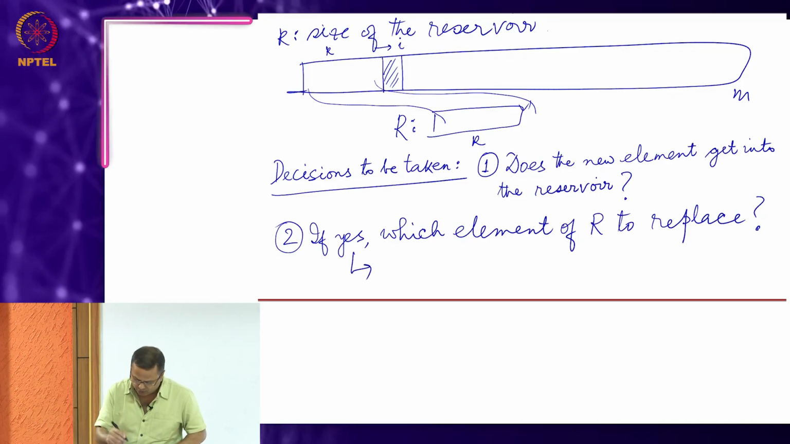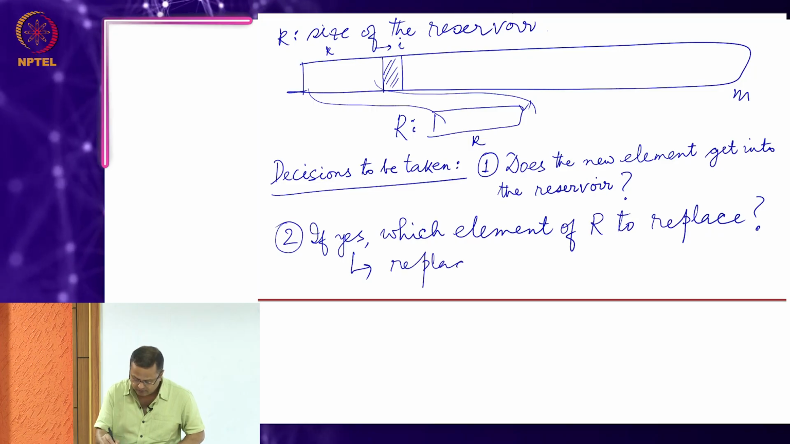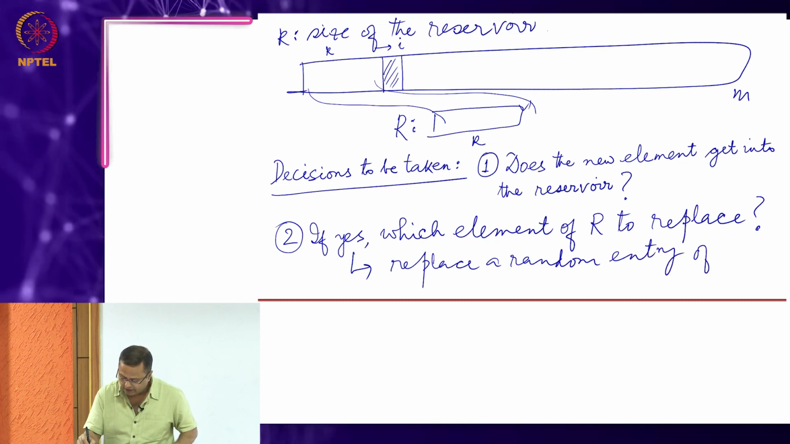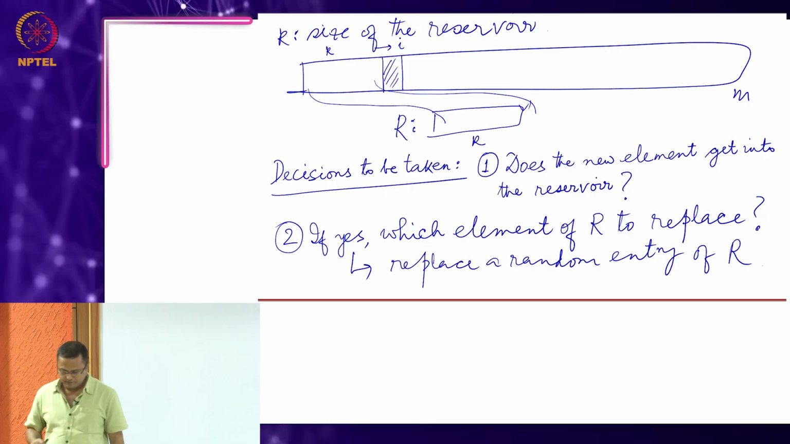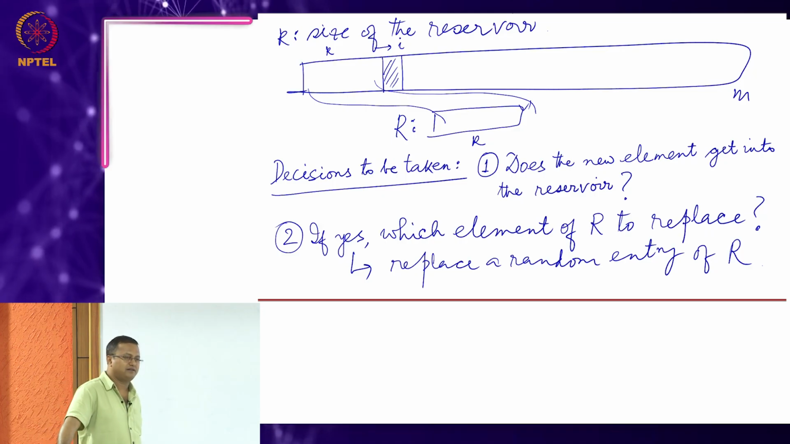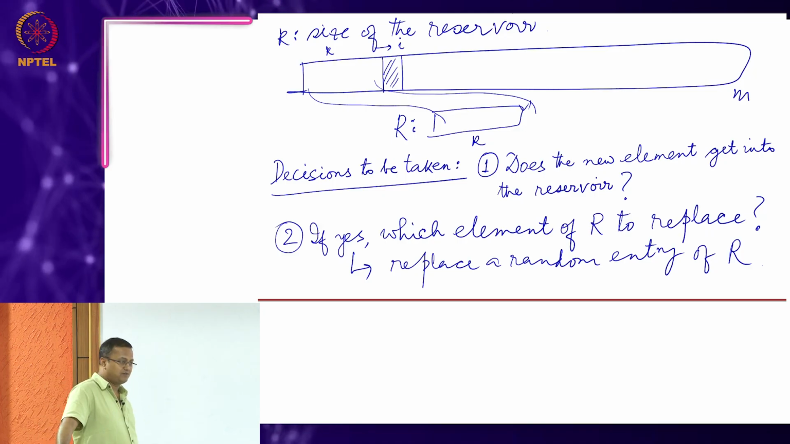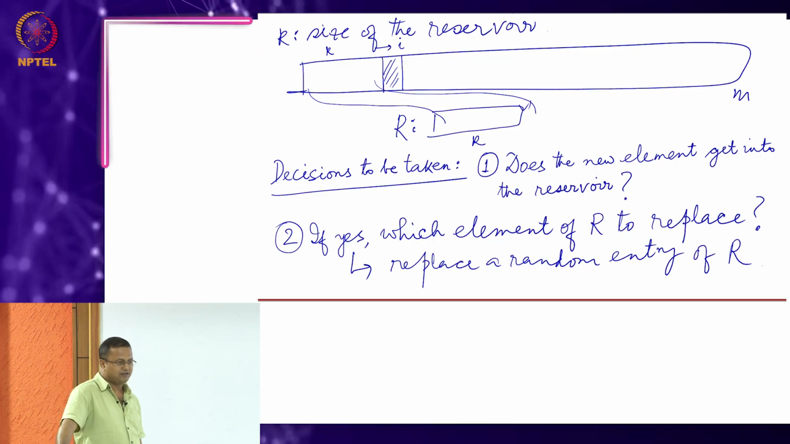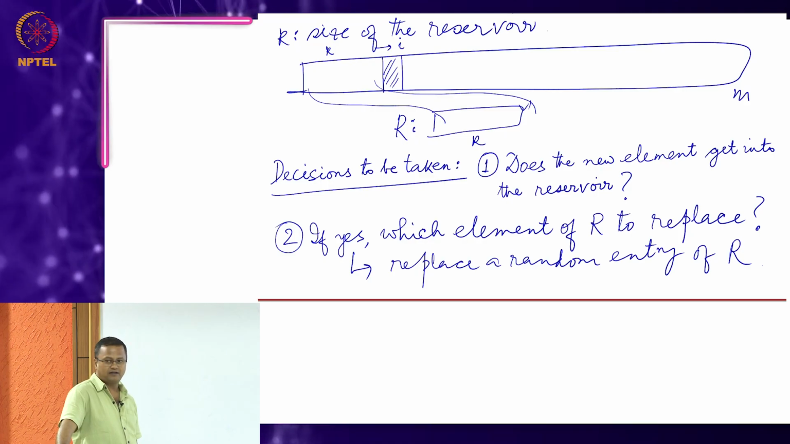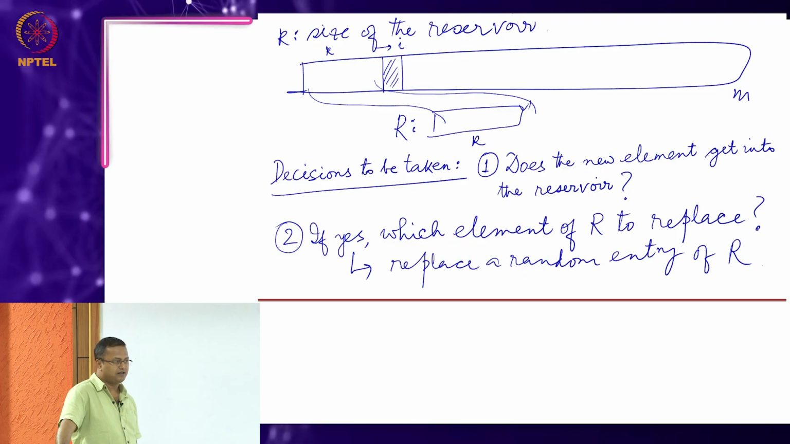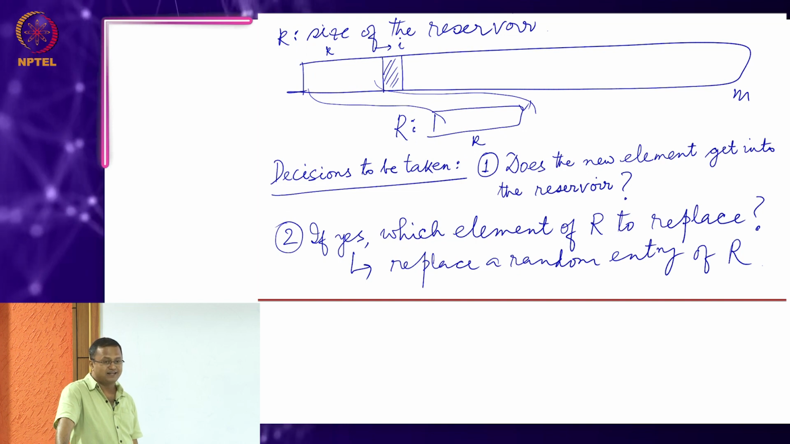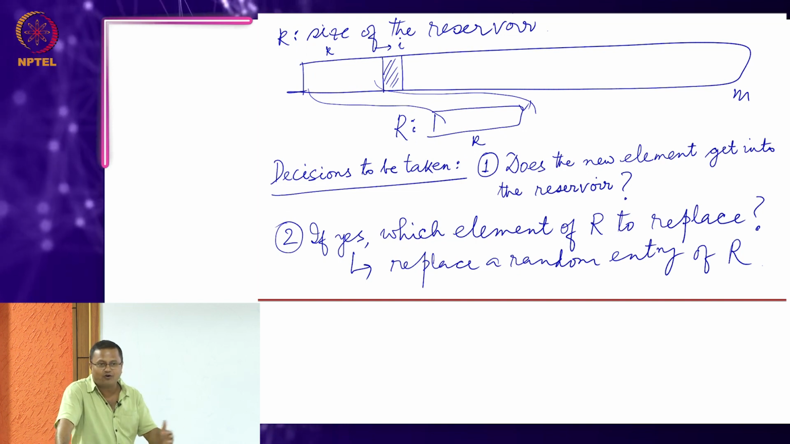Right, this is okay. Replace a random entry of R. Now what about 1? 2 is easy. What about 1? That also has to be a probabilistic decision, right? I cannot deterministically take a decision whether this has to go in or out.